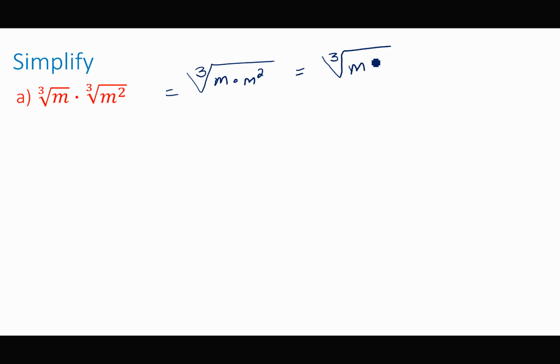All right, so let's do some practice with some simplifying. So if I'm multiplying two radicals that have the same index, that says that my index will stay the same, but it'll be m times m squared. And so that's just the cube root of m cubed.